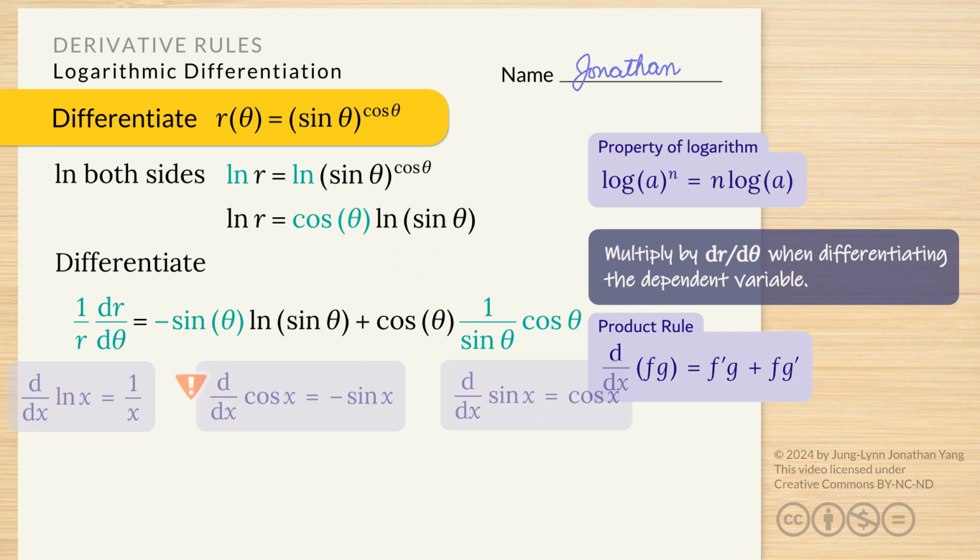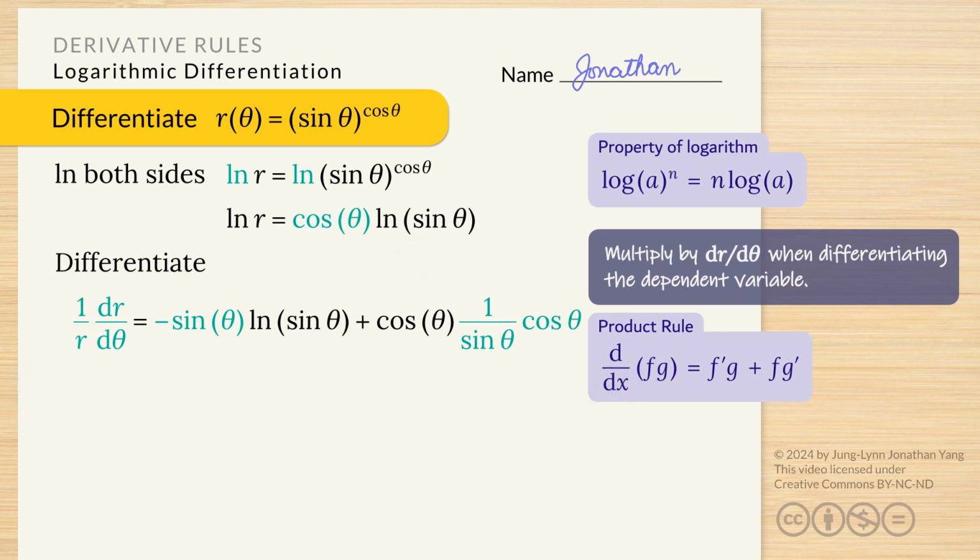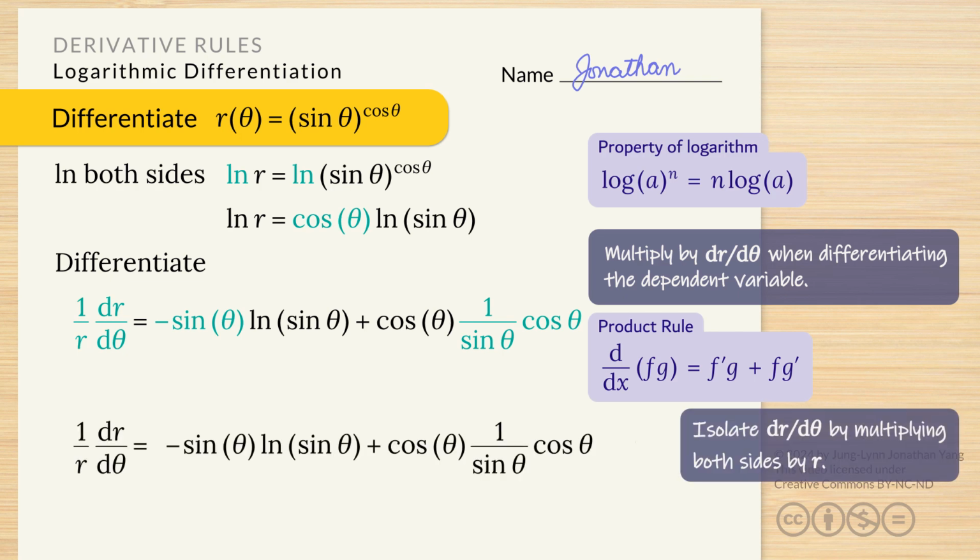Assignment and exam questions often want us to express the derivative explicitly. Dr d theta equals something that has only theta. Let's do that. Multiply both sides of the equation by r to get rid of that 1 over r. Another thing to keep in mind is that we're multiplying the entire right side of the equation by r. We're not just multiplying r to a single factor of the entire thing. So this entire right-hand side should be enclosed in these big parentheses.